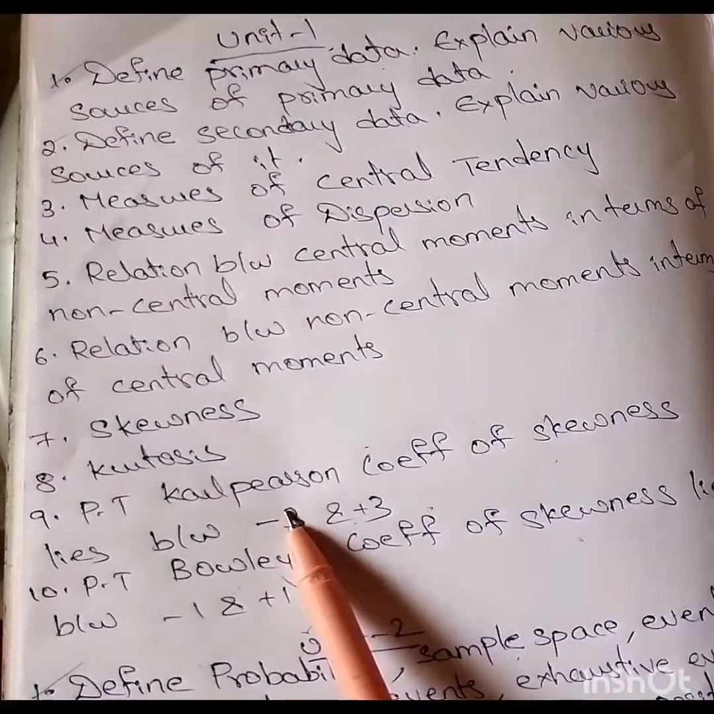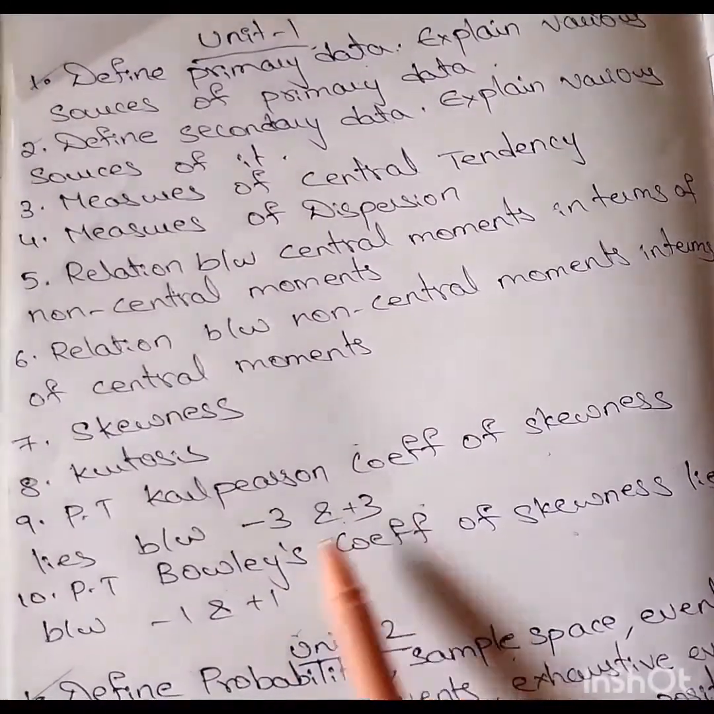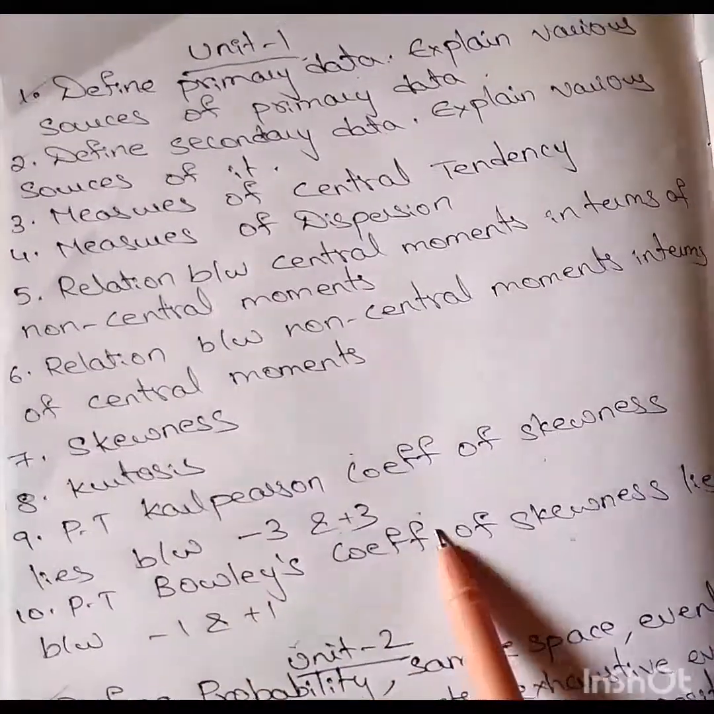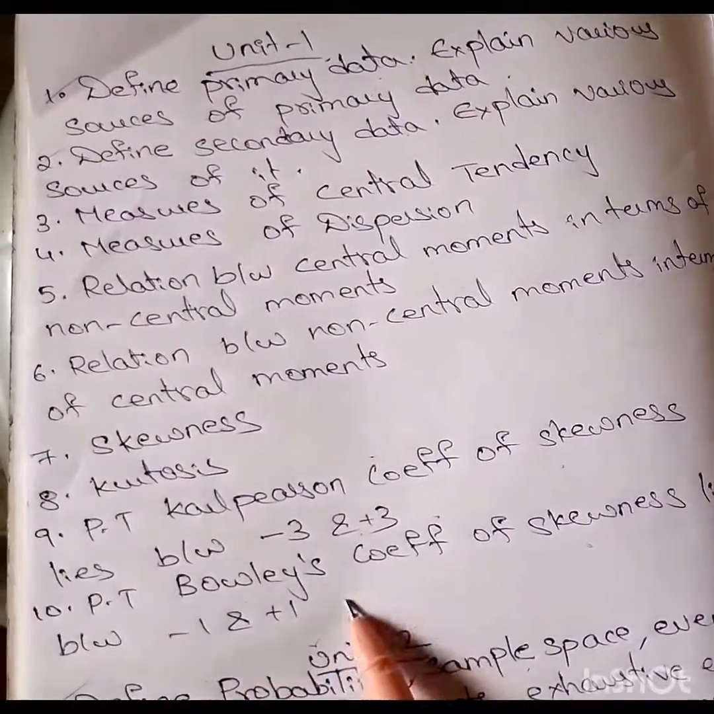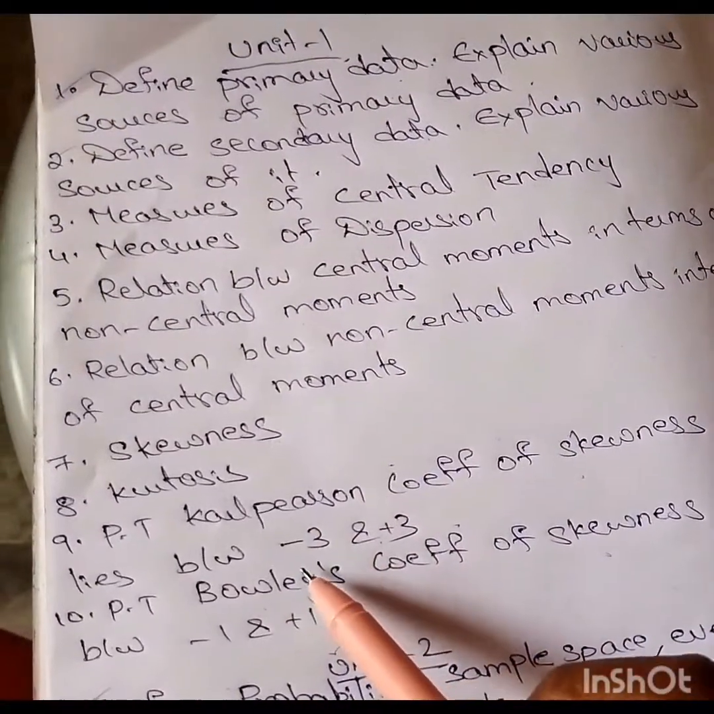Next, ninth question is Karl Pearson's coefficient of skewness lies between -3 and +3. And finally, Bowley's coefficient of skewness lies between -1 and +1. So these two also you can expect for long answer.